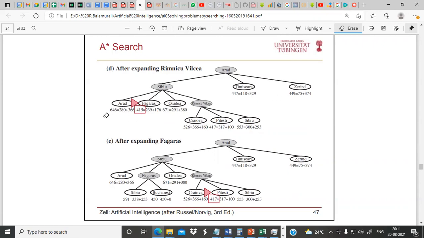When you see all the unexplored nodes, this is 646, 415, 671, 526, 417, 553, 447, 449. Which is minimum? Fagaras is minimum, not Pitesti. Pitesti is 471, and this is Fagaras 415 from the previous round. So this node we should explore now.